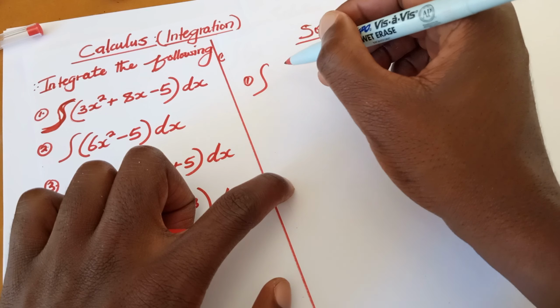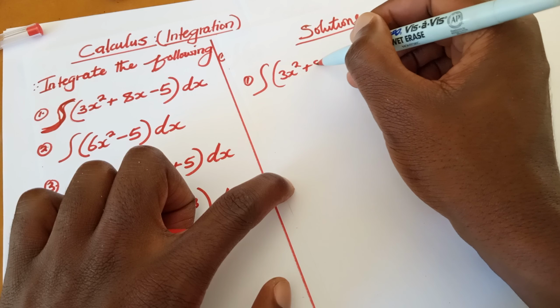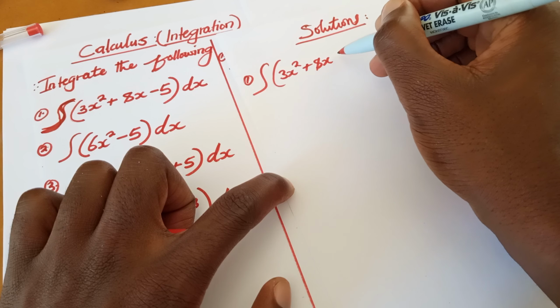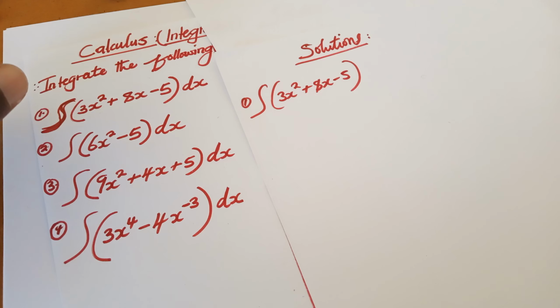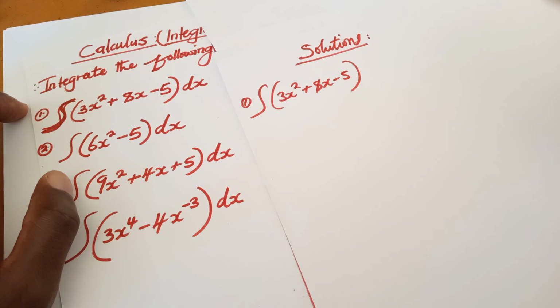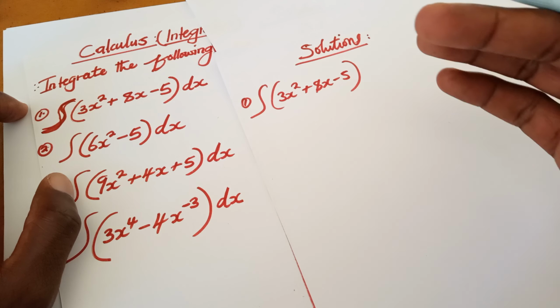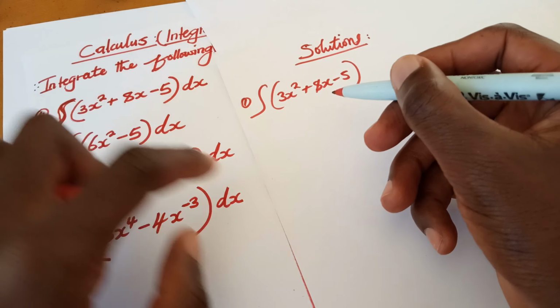We integrate 3x squared plus 8x minus 5. Always when you're integrating, you add 1 to the power, and also on the bottom, what you have done to the power, you do the same. Now, let us see what we mean.